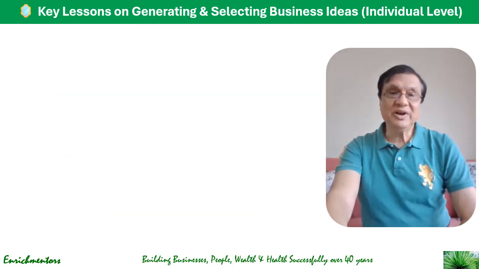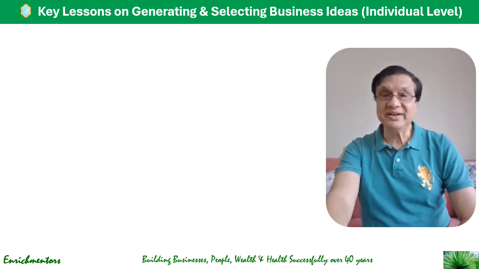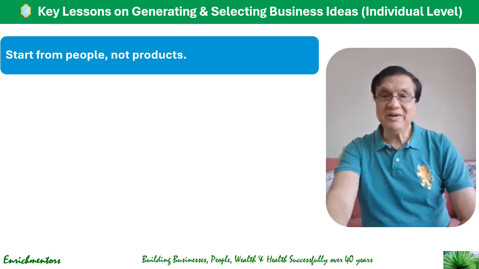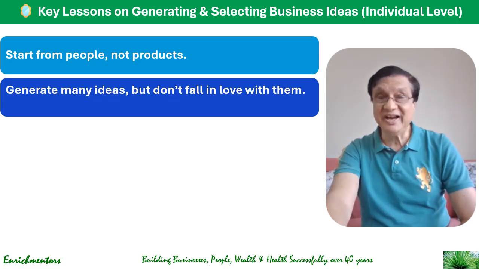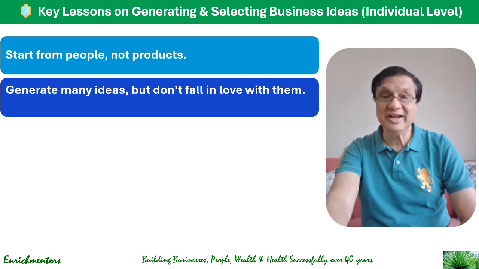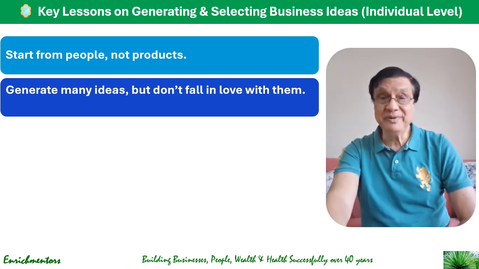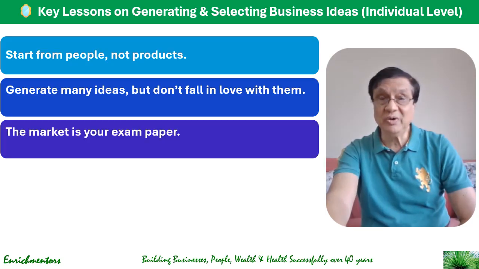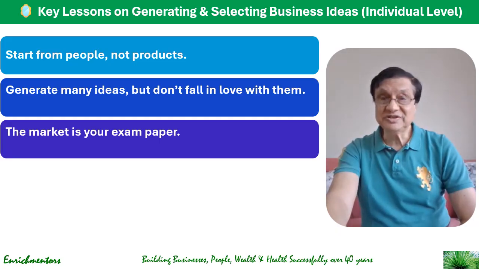So what are the key lessons for us for generating and selecting business ideas at an individual level? Start with people, not product. Who do you understand well? What is painful or confusing for them? Then you generate many ideas, but don't fall in love with them, which is very likely. Simply use scoring sheets like impact and confidence metrics to shortlist. Then you market it. The market is your exam paper. Then you need to check it out, see how well you do. Customer conversations and pilots give real answers, not your head.